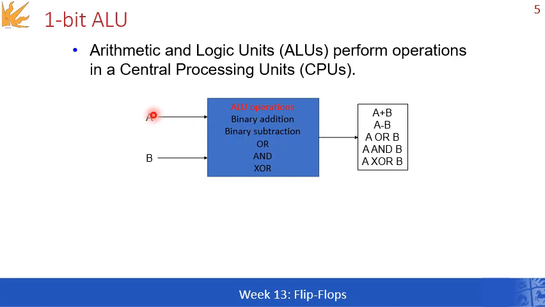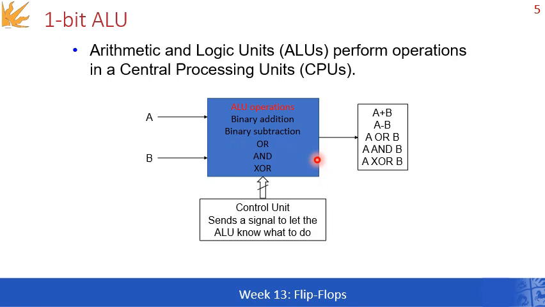These are done on 2 inputs that come here. So suppose there is bit A and bit B, which are given as input to this ALU. What happens is that based on the control unit, the ALU knows which operation to use. Is it going to be, for instance, a binary addition between A and B? Then the output will be A plus B. Is it going to be OR? Then it's going to be A or B, and so forth.